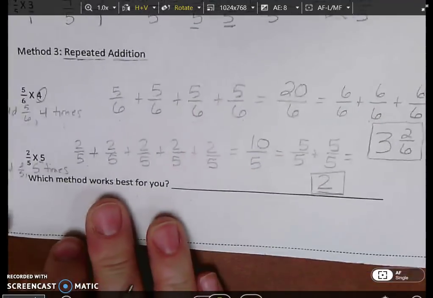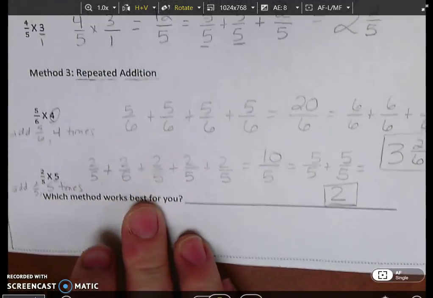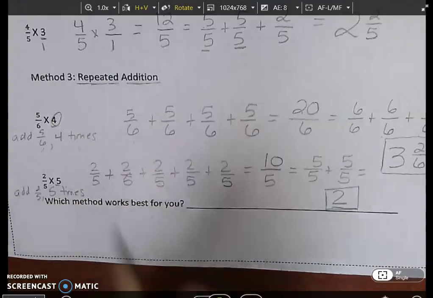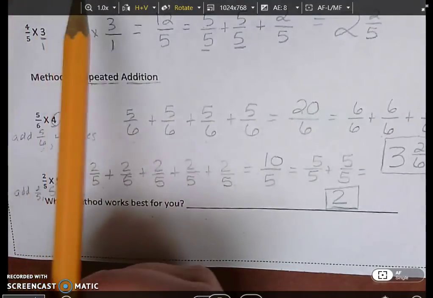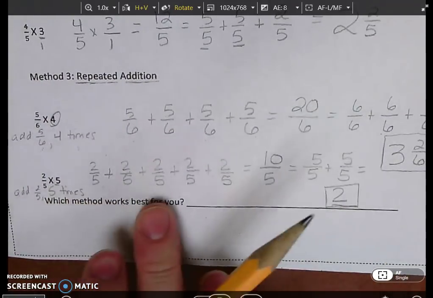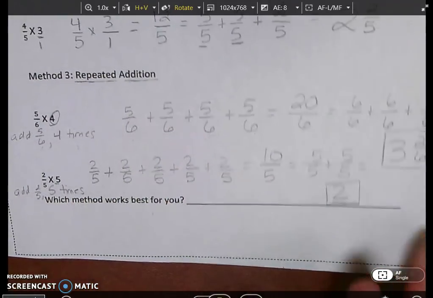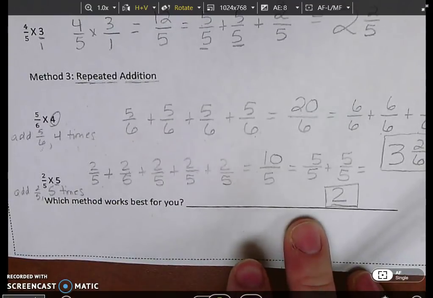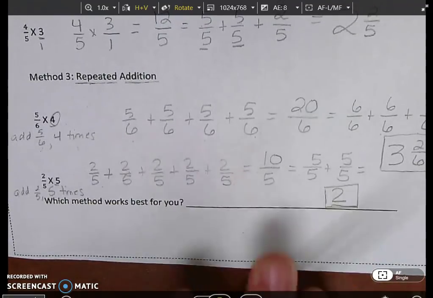That happens sometimes. So now what I want you to do is decide between the 3 ways we learned, the drawing a picture, the multiplication, or the repeated addition, which way worked the best for you. Write it on this line, and that's the one I want you to practice as we're practicing this skill this week.